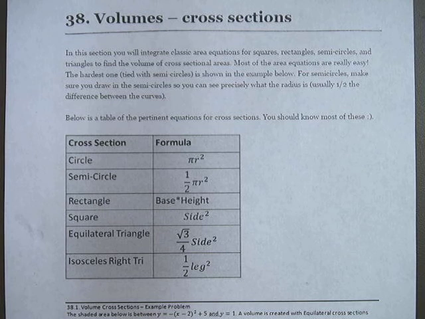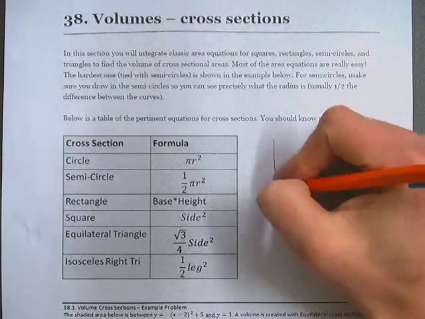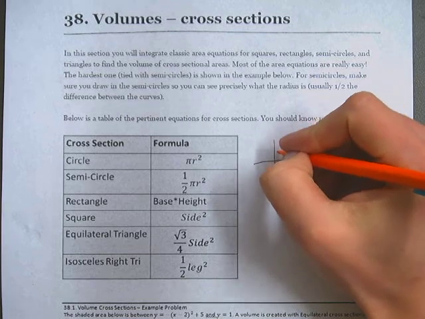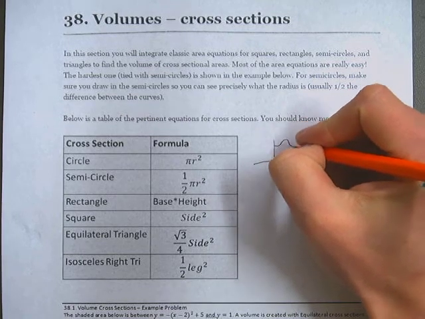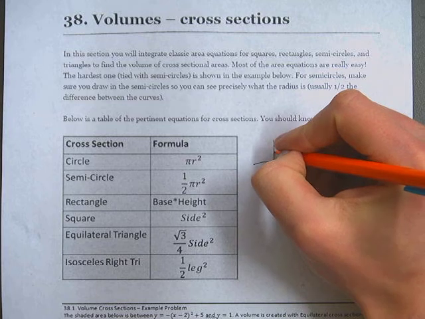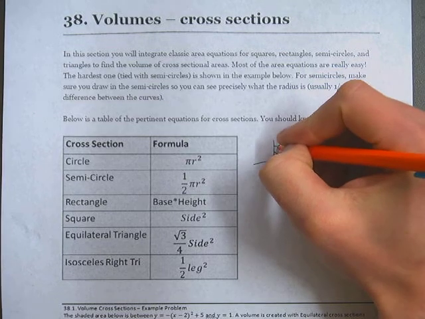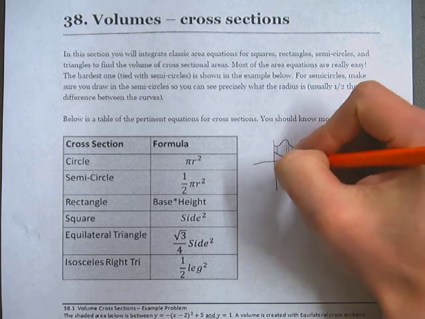Section 38, volumes with cross sections. This is our first foray into 3D, and we're using normal 2D shapes as the base. So often you'll be finding the distance between two curves. So I'll do like a line in this. So that's our distance, this direction.